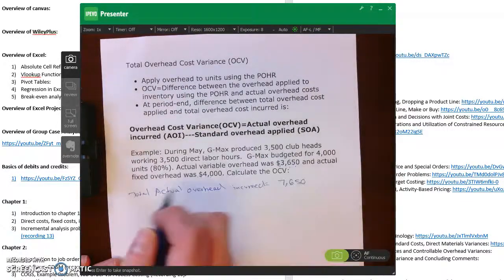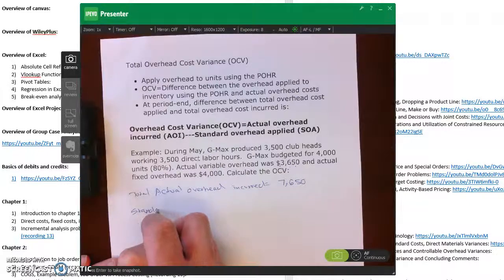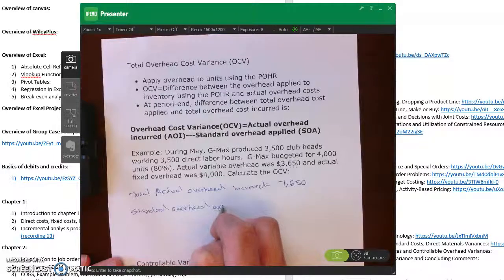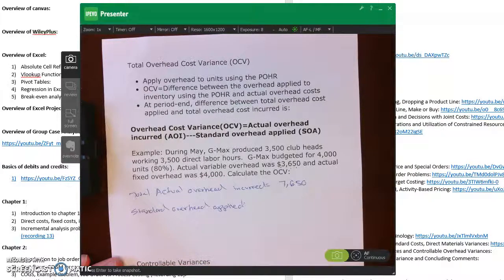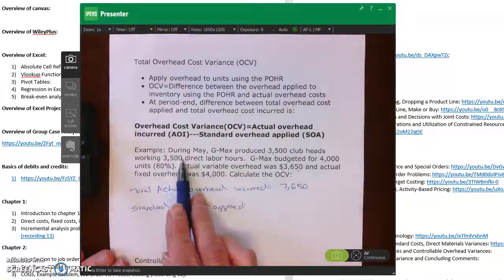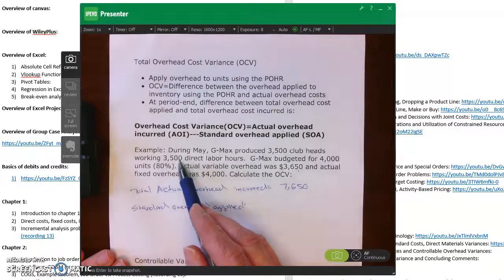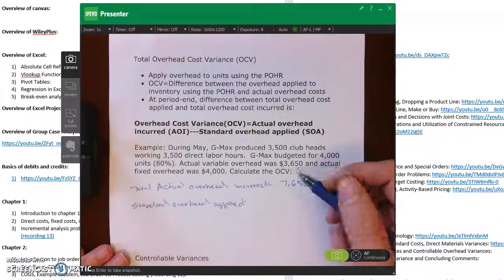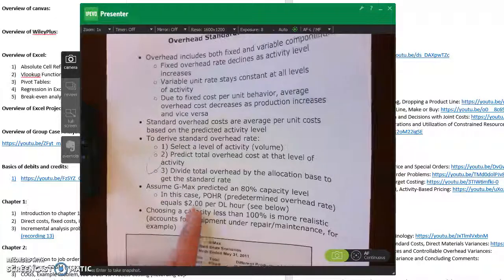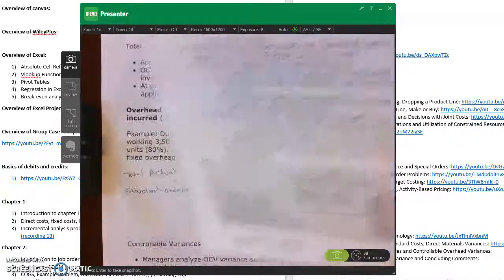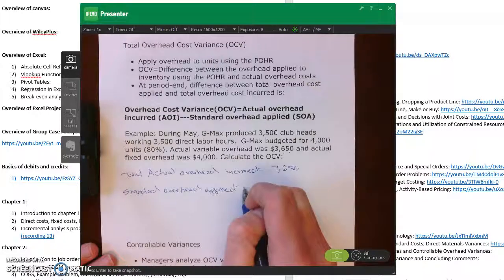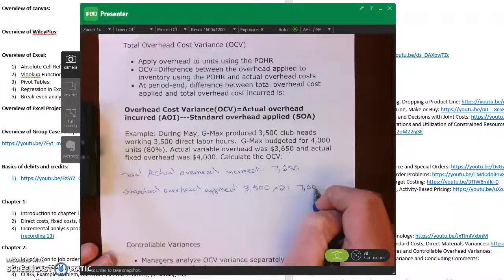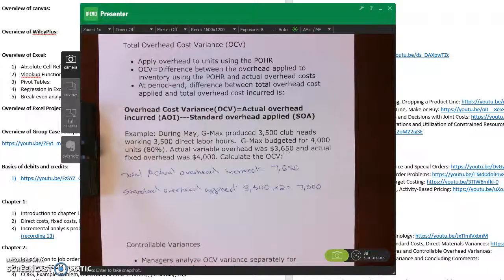Then over here, our standard overhead applied. The way we would figure that out is, they worked 3,500 hours. When applying overhead, remember, they calculated the predetermined overhead rate at $2 per hour, which was based upon 80% capacity. So 3,500 times 2 gives us $7,000. That's how much overhead they applied.